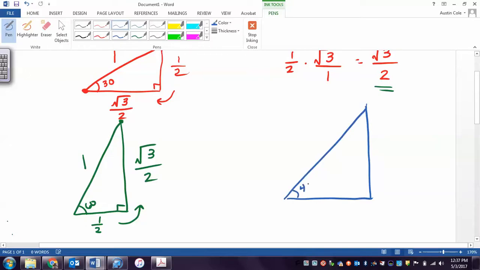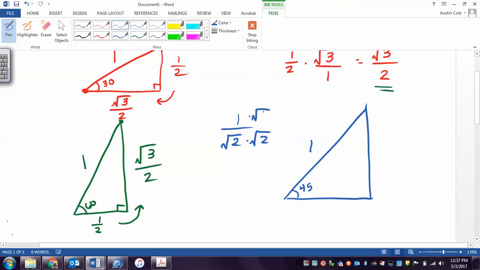This is 45 degrees. What's my hypotenuse? 1. In a 45, 45, 90 triangle, how do I get from the hypotenuse to the legs? I need to divide by the square root of 2, don't I? So if I'm going to take 1 and divide it by the square root of 2, we don't like square roots in our denominator, so I'm going to rationalize it.